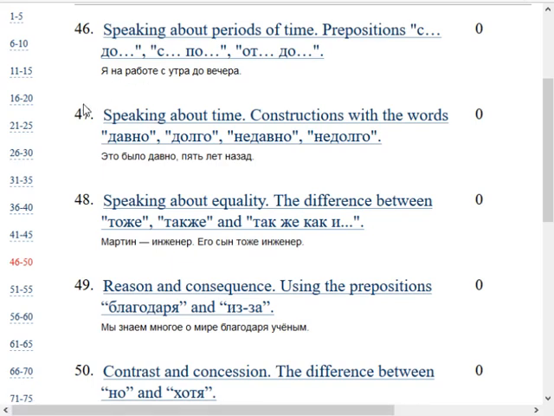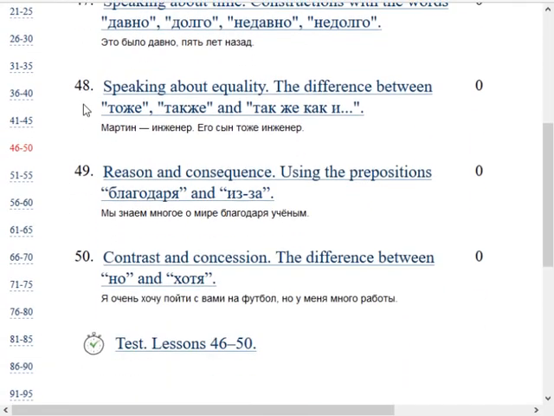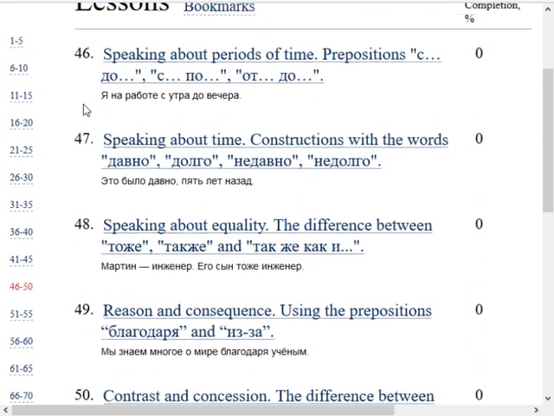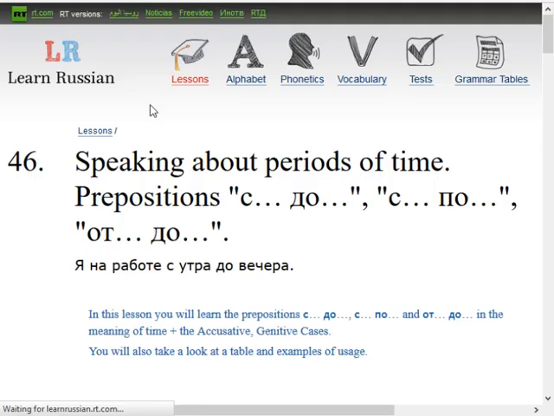We're up to lesson set 46 to 50. When we finish this lesson set, we'll be halfway through the entire course. Crazy, huh? Okay, so lesson 46. This is still talking about periods of time. Now we learn the prepositions с, по, and от, до. So let's go ahead and get started, shall we?